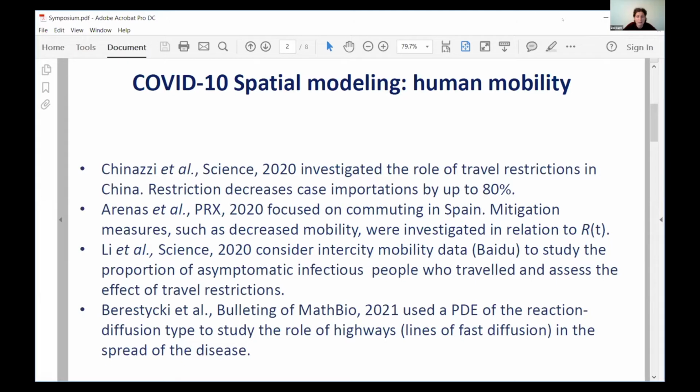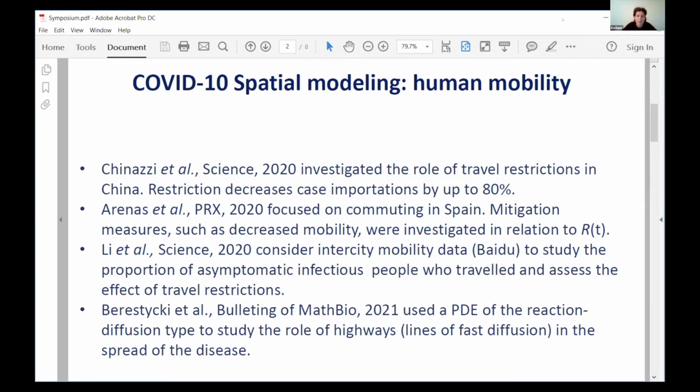For example, there was a Science study that showed that travel restrictions initially, when the pandemic started, decreased the case importations by a huge amount, almost 80%. That was a global study. So they considered mostly air travel. There are other studies that are more localized in nature, but still spatial.